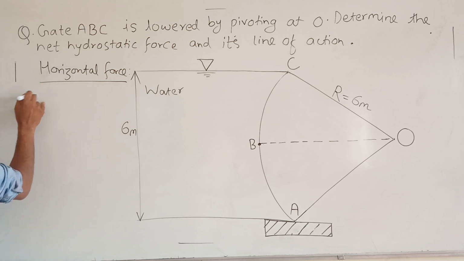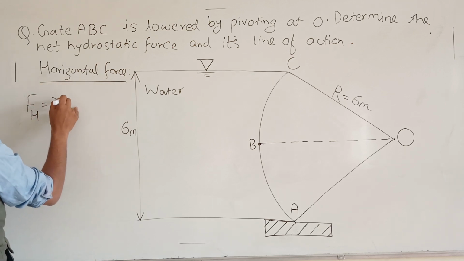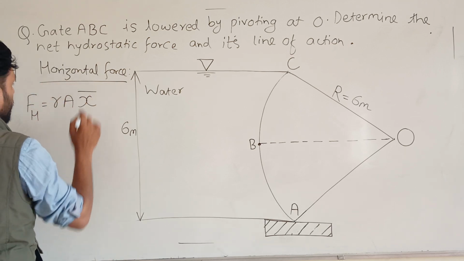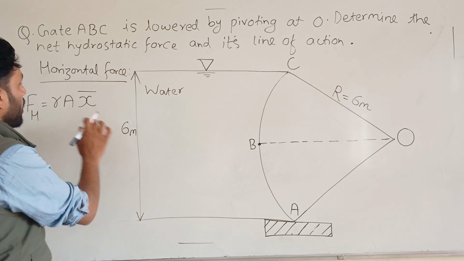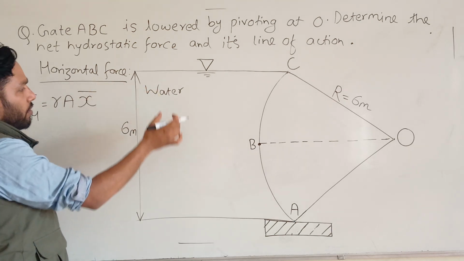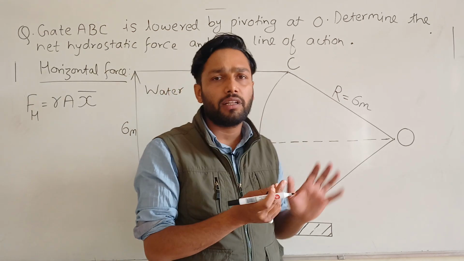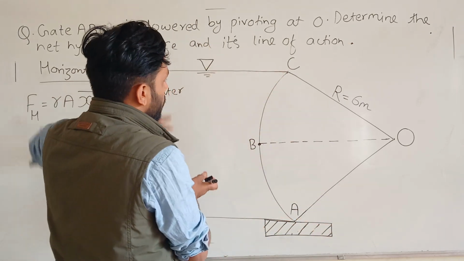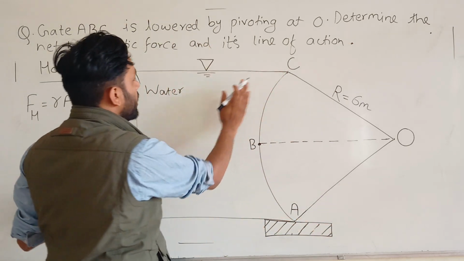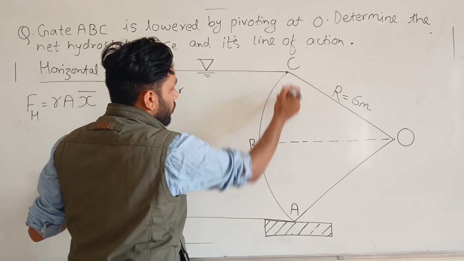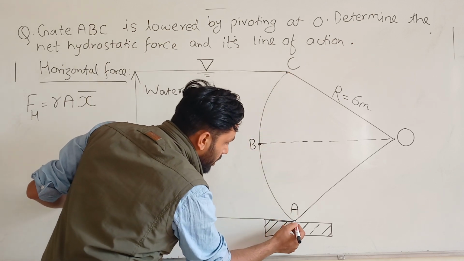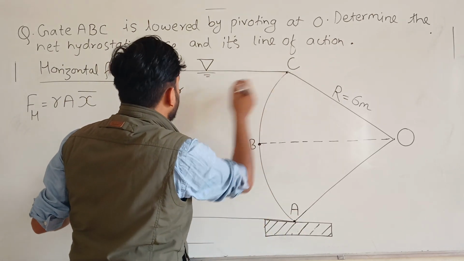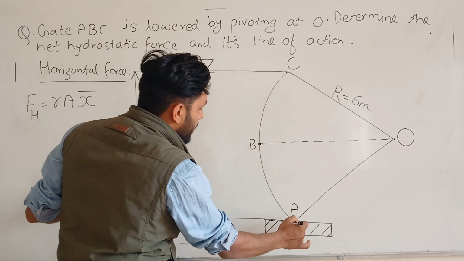okay, the horizontal force F_H is equal to gamma A x bar. Here you know that its area is a projected area. While calculating the horizontal force on the curved surface, we need to take the projected area in the vertical plane. So that's why let's project the area in the vertical plane. So we have got the contact area from this point A to point C. There is water contacting on the surface A, B, C.